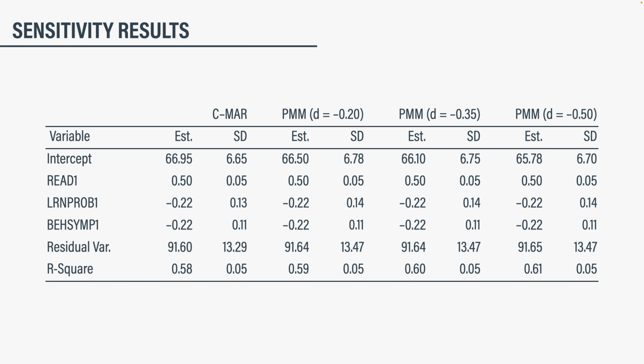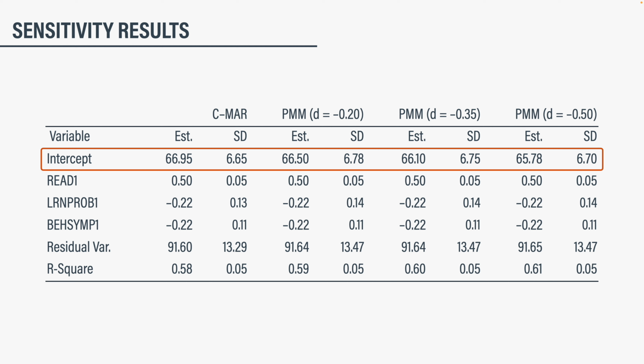The table summarizes the focal model parameters from 4 different analyses. The purpose of the sensitivity analysis is to see whether the main conclusions were consistent across the 4 models. Essentially, is the model robust to different assumptions about the missing data process? The leftmost columns display the results from the default conditionally missing at random assumption, and the remaining columns display the pattern mixture model results.